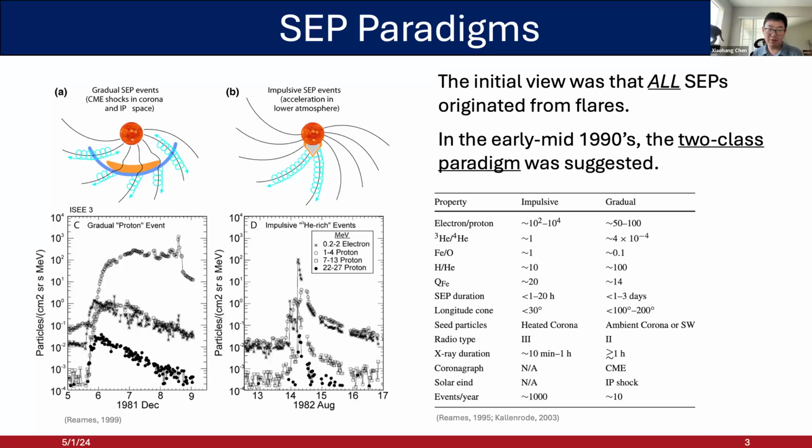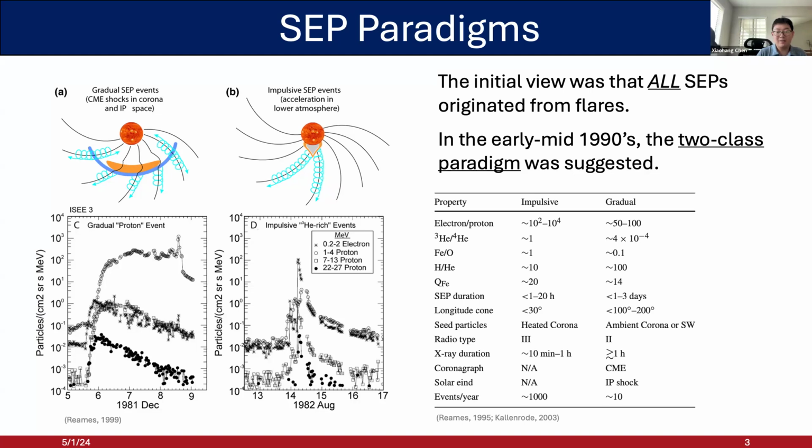Basically, they can be classified into gradual SEP events, shown in the left panel, and impulsive SEP events, based on the acceleration mechanism and origins. For the gradual event, particles are believed to be accelerated by the shock driven by the coronal mass ejections. In this event, the enhanced particle flux can last for a few days. That's the reason why it's called gradual. The energy is pretty high, up to GeV. The main component is protons, because these particles are accelerated by the shock from the Sun to the Earth, and the main composition is from the solar wind.